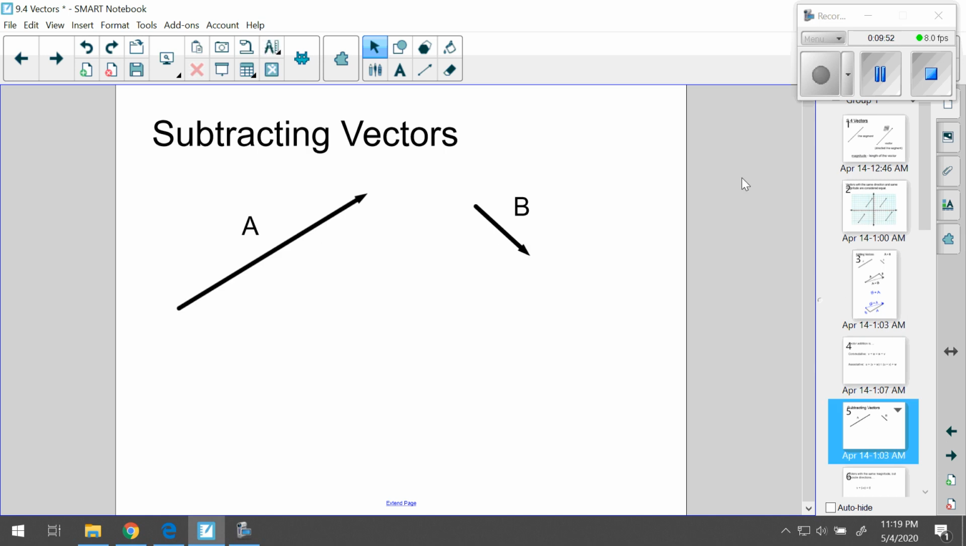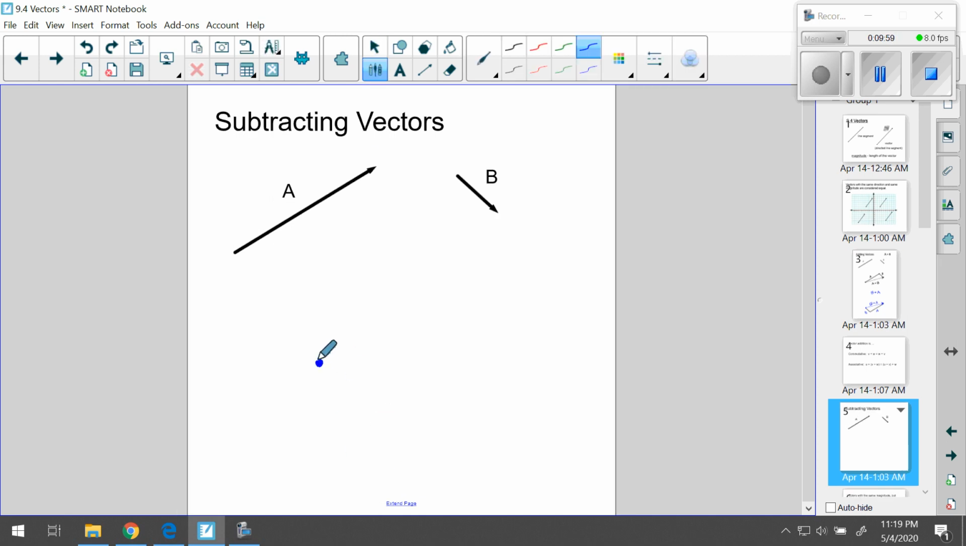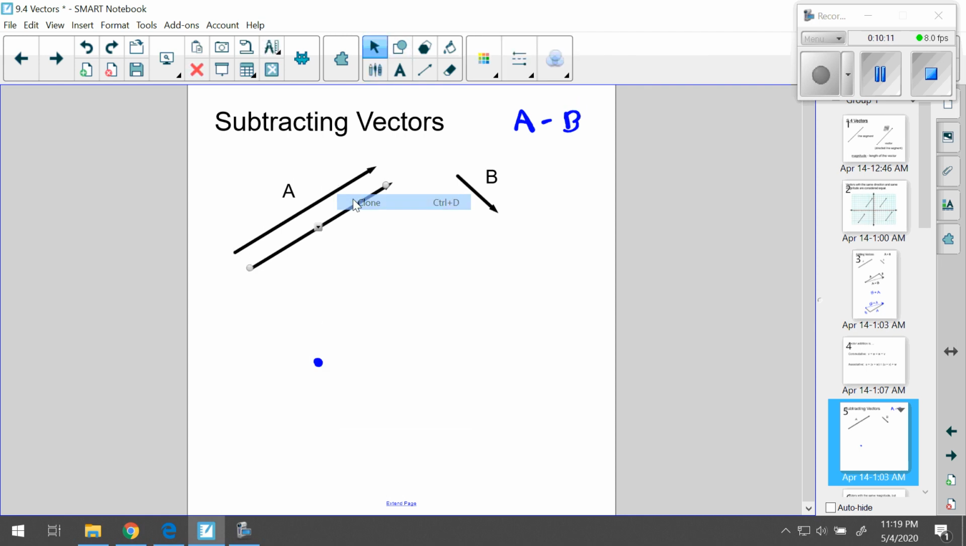Subtracting vectors is pretty similar to adding vectors. So in the same way, it doesn't matter where you pick your starting point. Let's say I wanted to show a graphical representation of A minus B. What I would do is pick my starting point and go in the direction and the distance of A. That would take me here.